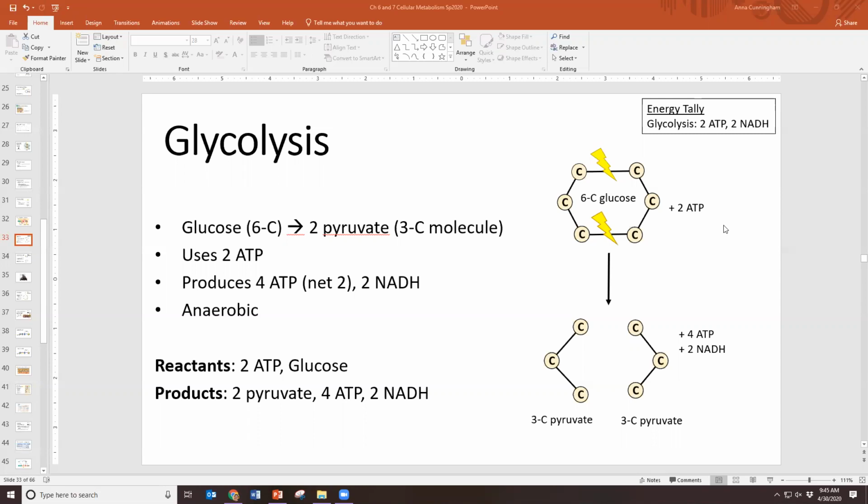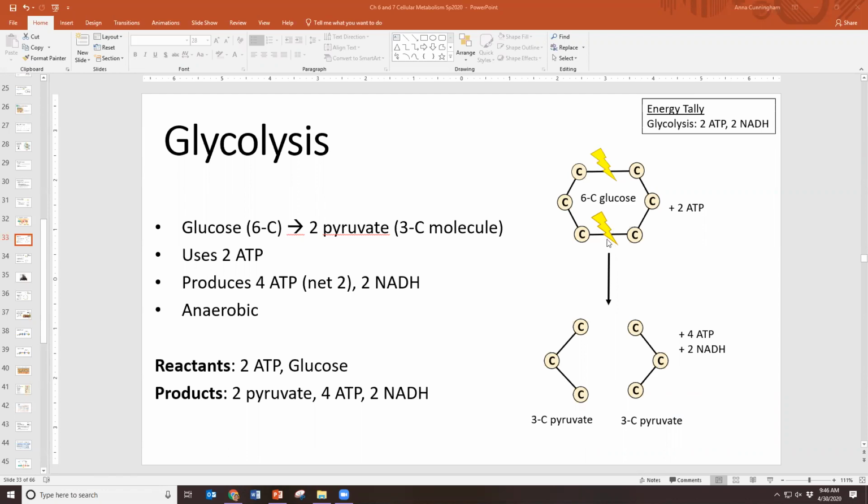So glucose: we take a 6-carbon glucose and we break 2 bonds in it. That requires 2 ATP. But you'll see the result is that we effectively split the glucose. We have 2 3-carbon compounds, and these are called pyruvates. A couple of other things happened.